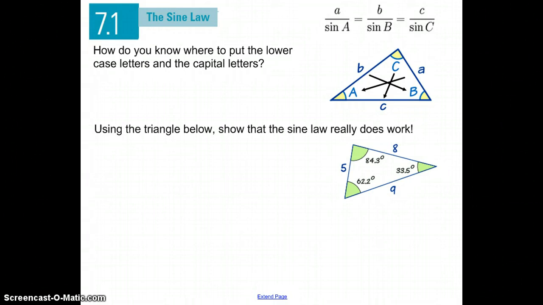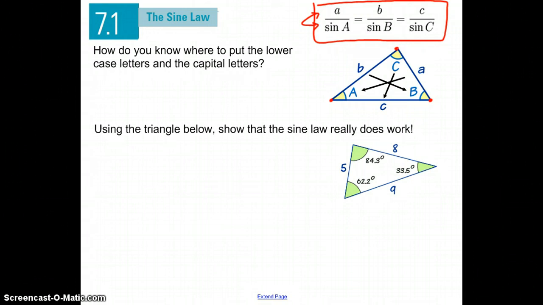So first of all, how do you know where to put the lowercase letters and the capital letters? The lowercase letters are always the side lengths and the capital letters are your angle measures. So we can set it up in our sine law. Remember that the sine law can also be flipped. You can have sine A equals sine B equals sine C on the top with a, b, and c on the bottom. So here we have a triangle that is all solved for us.